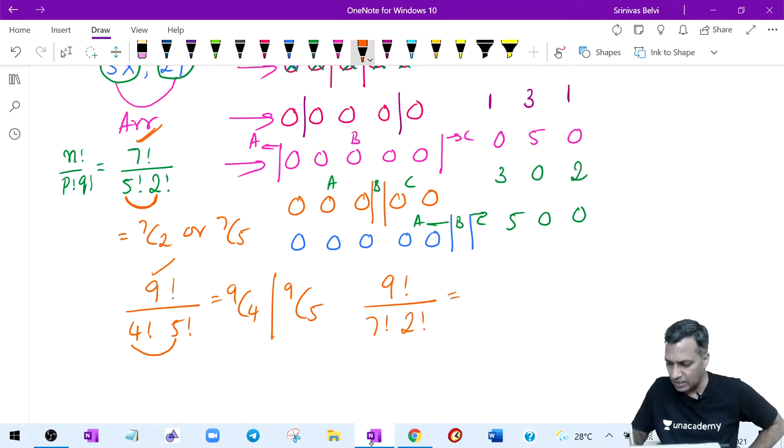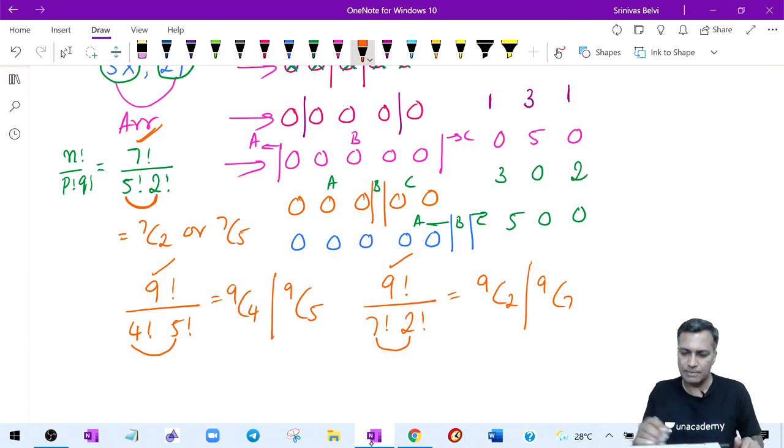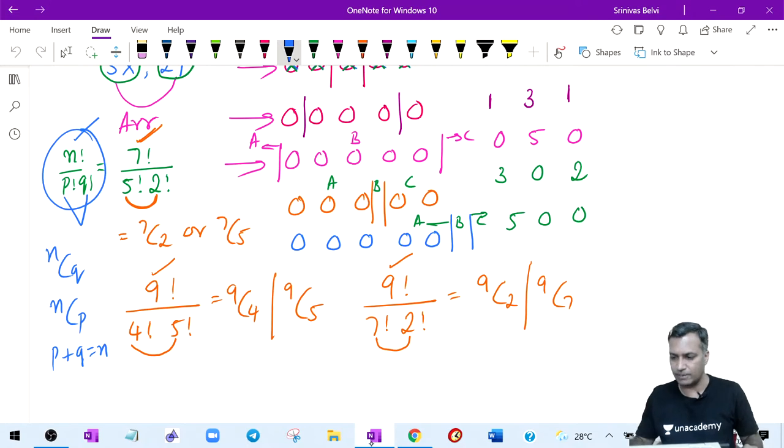This can be written as, since these two numbers add up to 9, you can either write it as 9C2 or you can write it as 9C7. It's a representation of n factorial over p factorial, q factorial. In case p plus q adds up to n, it can be written as NCQ, or it can be written as NCP, provided p plus q is equal to n. That is something you have to keep in mind.